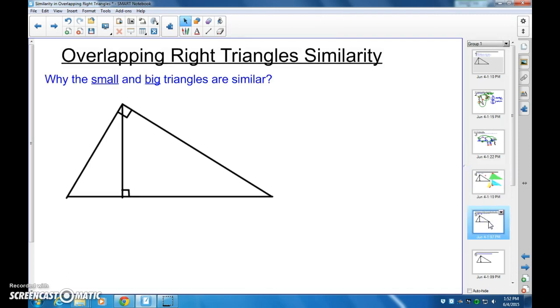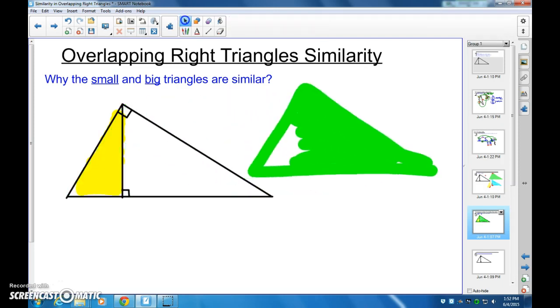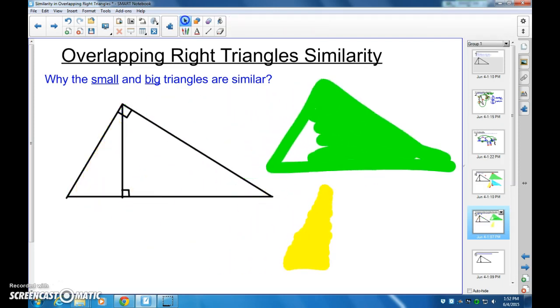So let me show you why the small and the big are similar. The small guy again was here, and the big guy was the green one. And hopefully we are okay so far that when I pull them apart, they have the 90. They have the 90, so they have one A.